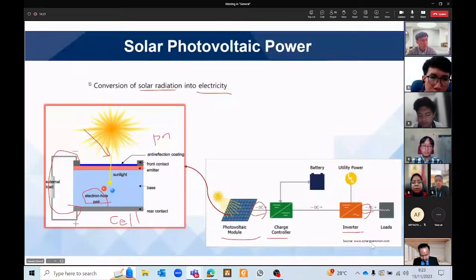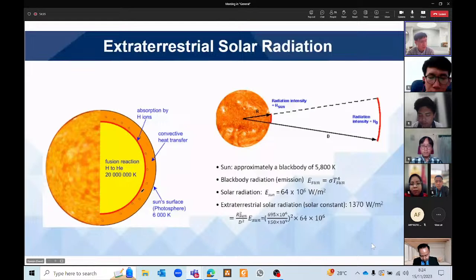Let's see solar radiation. This is the schematic for the sun. The temperature inside of the sun is quite high, really very high, based on the nuclear fusion. So the hydrogen becomes helium, but this is the internal temperature. I think it's a plasma state, so ions, the hydrogen ions, can absorb radiation from the core. So there is a certain layer, and then after the convection transfer, finally, the surface temperature of the sun is much less than this value.